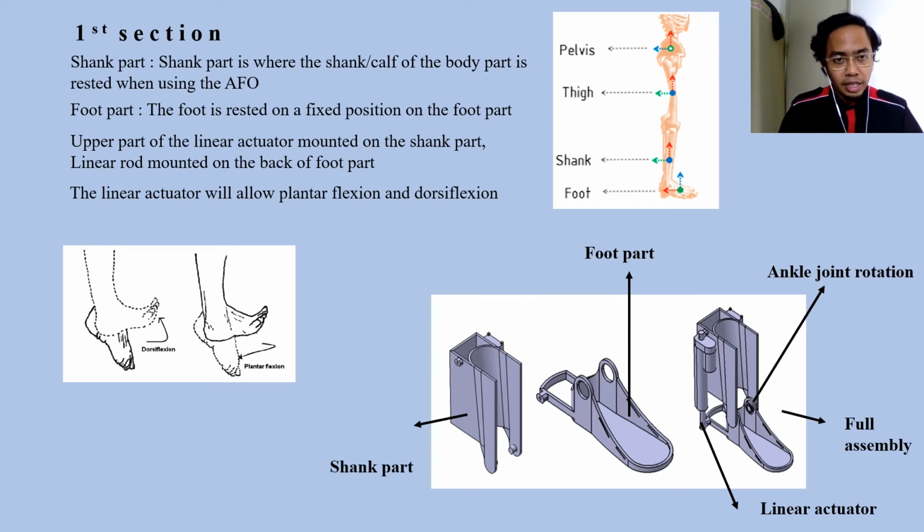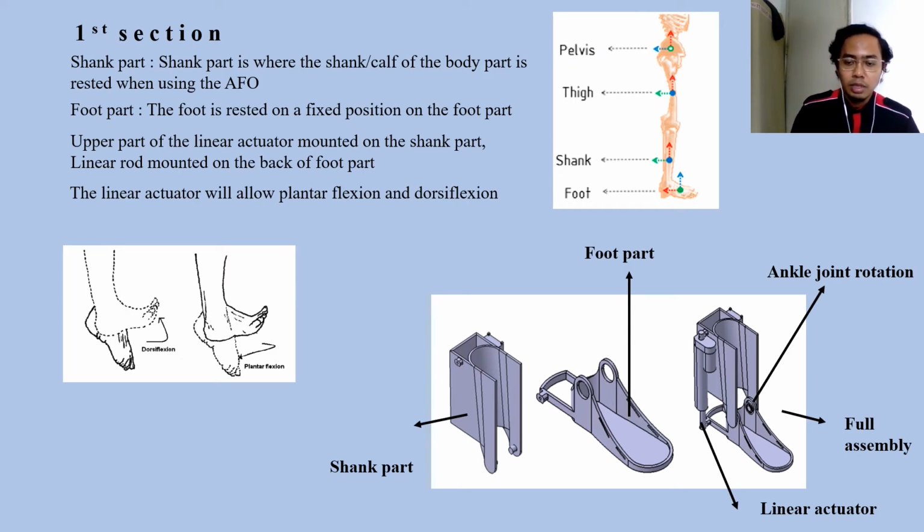The AFO has 2 main parts, which are the shank part and the foot part. The shank part is where the shank or cuff of the body part is rested when using the AFO. It can be seen here in the bottom image, where I highlighted the shank part. The second part, seen in the middle of the image, is the foot part, which is where the foot is rested in a fixed position.